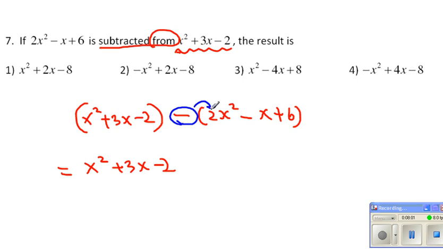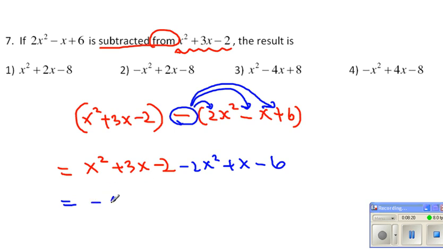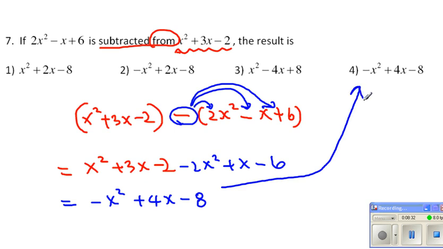or minus sign, will be distributed in all three terms. Then we will end up getting negative 2x squared. Instead of negative, now it's going to be positive, adding x and subtracting 6. When you combine them together, we will end up getting x squared minus 2x squared, and then plus 4x and minus 8. We realize that the answer would be number 4.